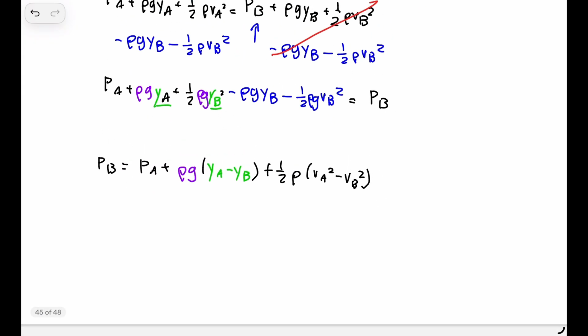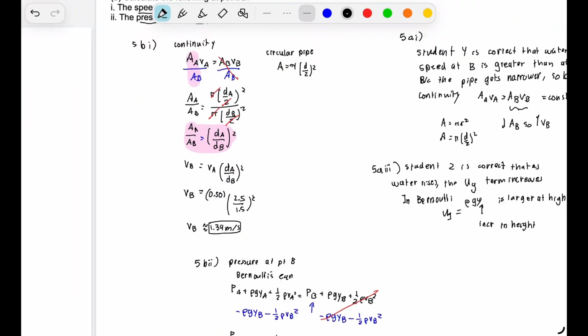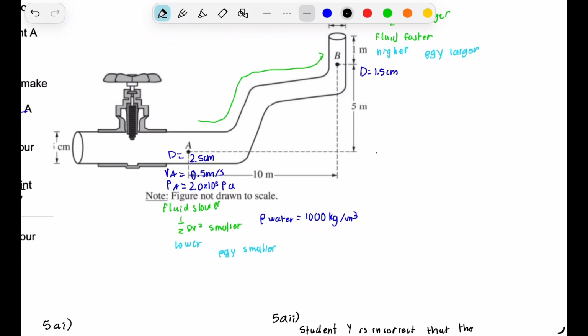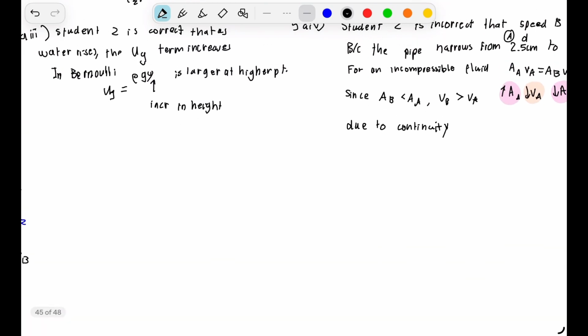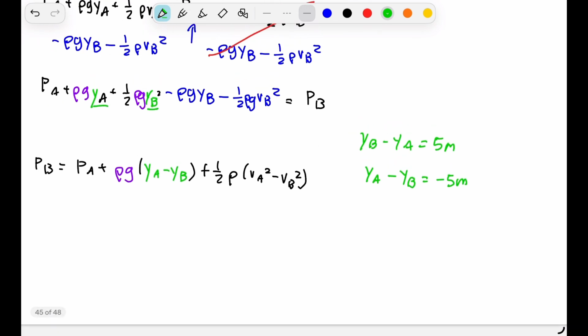What we're gonna do is look at our diagram again. So we want to find the change in height from point A to point B. So YA is equal to 0. YB is equal to 5. So our YB minus YA is equal to 5 meters. But if we want YA minus YB, that's equal to -5 meters. So we have to substitute this into our equation.